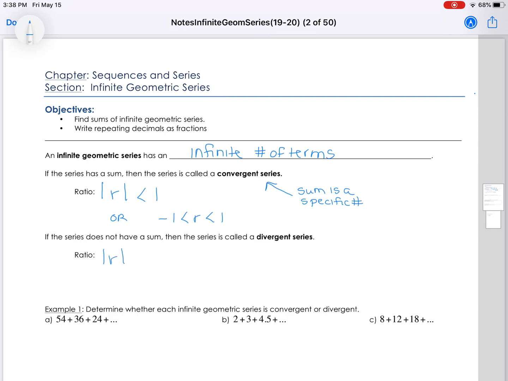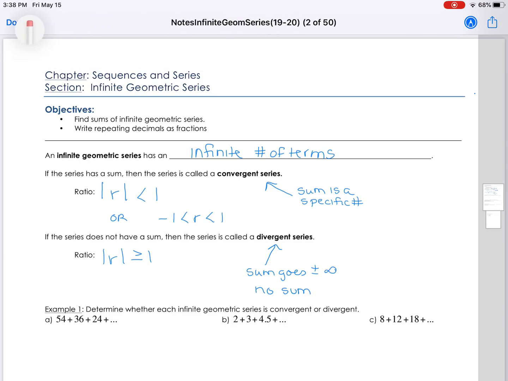If it's divergent, though, the absolute value of the ratio, the R value, is going to be greater than or equal to 1. So 1 or greater would be divergent. And if that occurs, the sum goes to positive or negative infinity, which we know has no value, which means there is no sum, because you can't put a certain number on infinity or negative infinity.